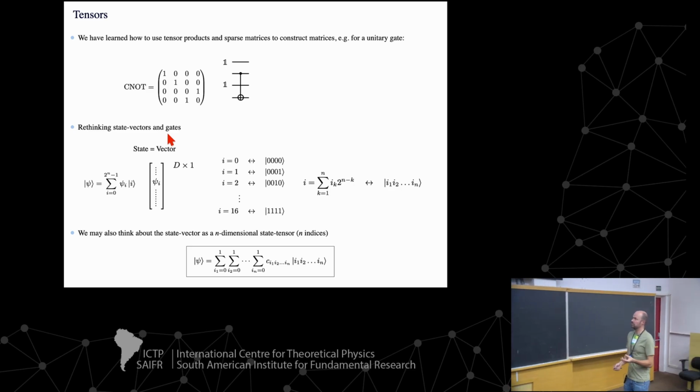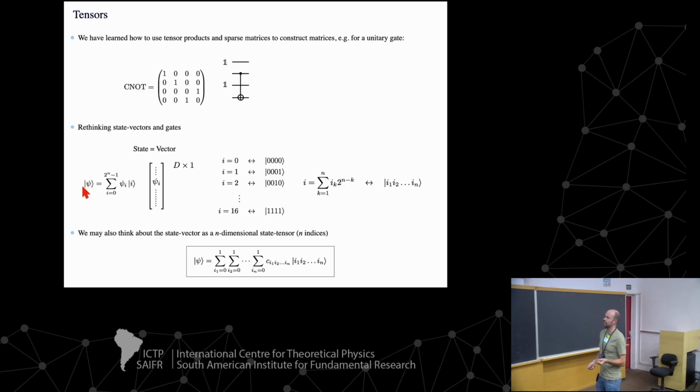So conceptually, let's start with the state. Usually, before, I wrote my state vector as a d times 1 vector, where I have all these 2 to the n elements in this vector, complex numbers.